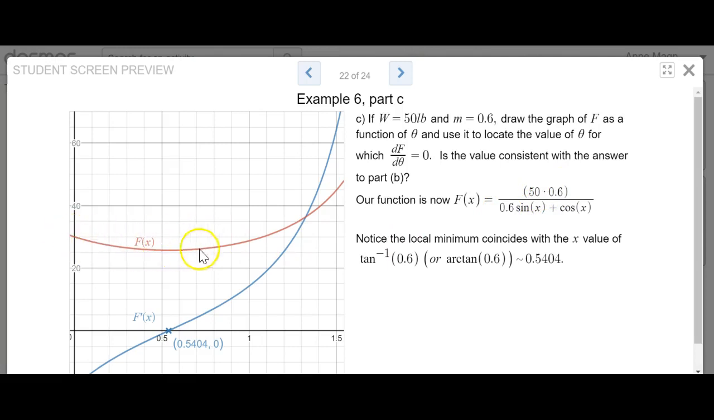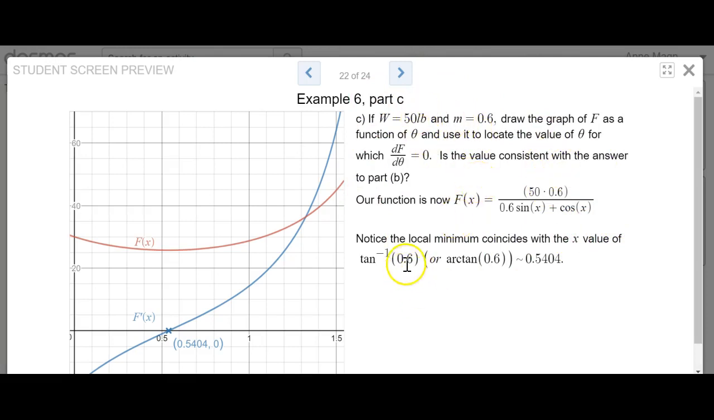So that's this red graph. And then the local minimum occurs somewhere around here. And I've also graphed this derivative. And you can see where the derivative crosses at 0.504 approximately. And that just happens to be the arctangent of 0.6. So this confirms our answer from part B.